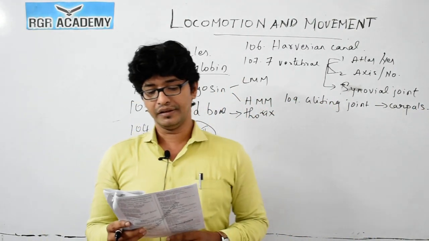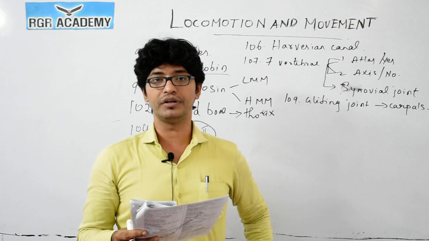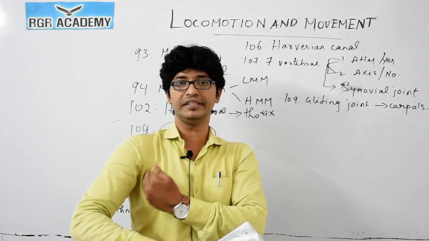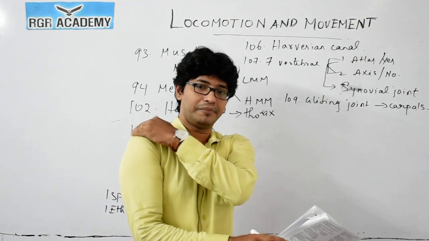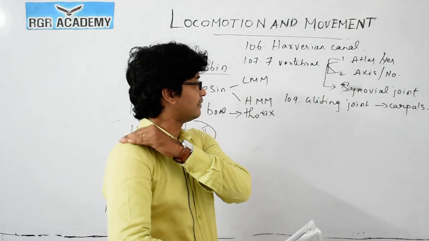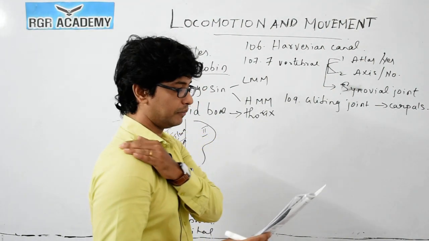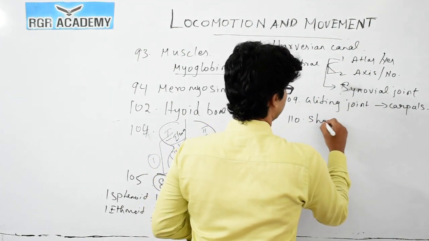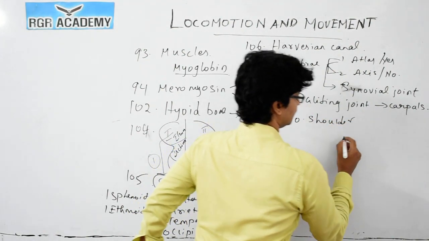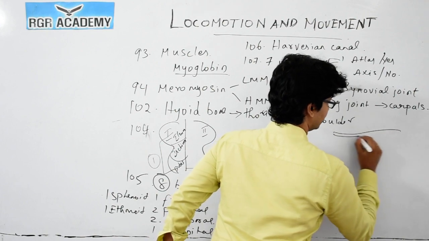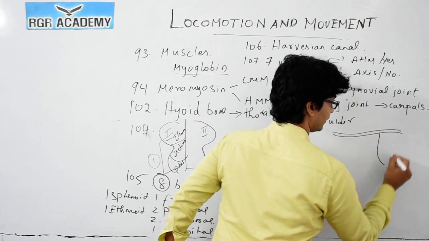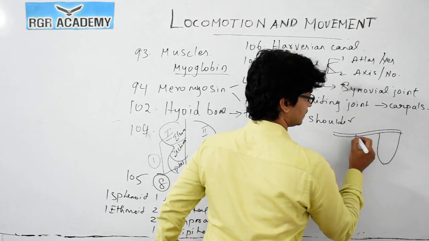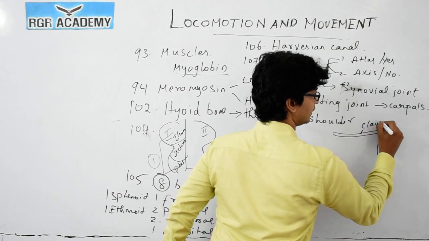Come to 110. The ball and socket joint is found. So the ball and socket joint here you could see in this case, right? The scapula, and here you could see this gliding and the socket joint. Okay, the ball and socket joint, this you could see in case of shoulder. This is the clavicle, this is the scapula and this is the clavicle that you could see.